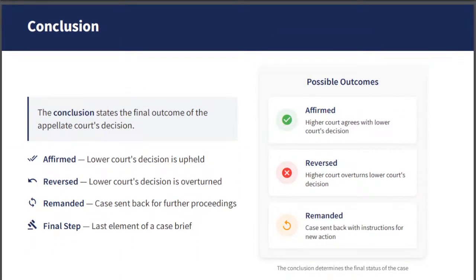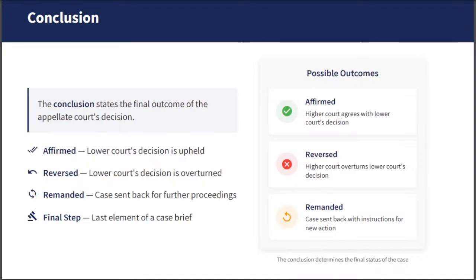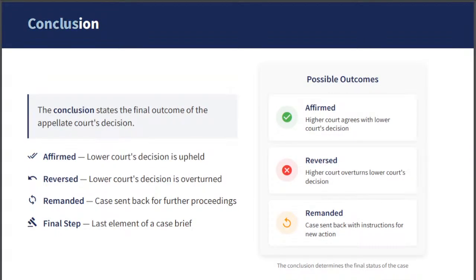Well, that takes us to the conclusion portion, not the conclusion of this presentation, but the conclusion of what the court came to in the case we're briefing. The conclusion states the final outcome of the appellate court's decision. Affirmed, the lower court's decision is upheld. Reversed, the lower court's decision is overturned. Remanded, case sent back for further proceedings. Final step, last element of a case brief.